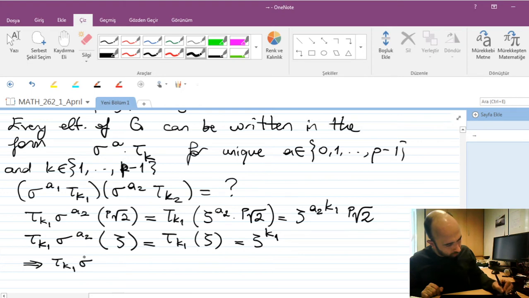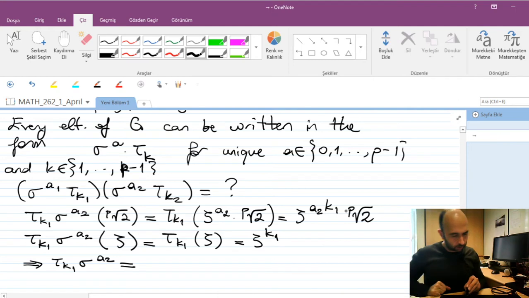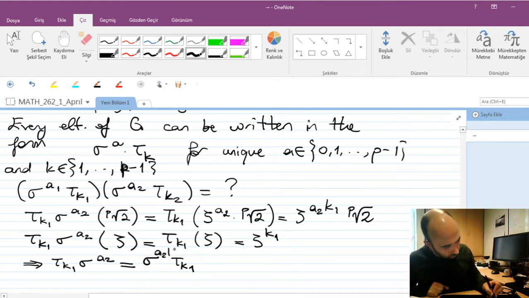tau_k1 sigma^a2 equals... Okay, now which element does this? So let's look at it carefully. It must be tau_k1 here again, but now sigma to the power a2 k1. So at the expense of changing the places, we change the power of sigma to a2 k1.